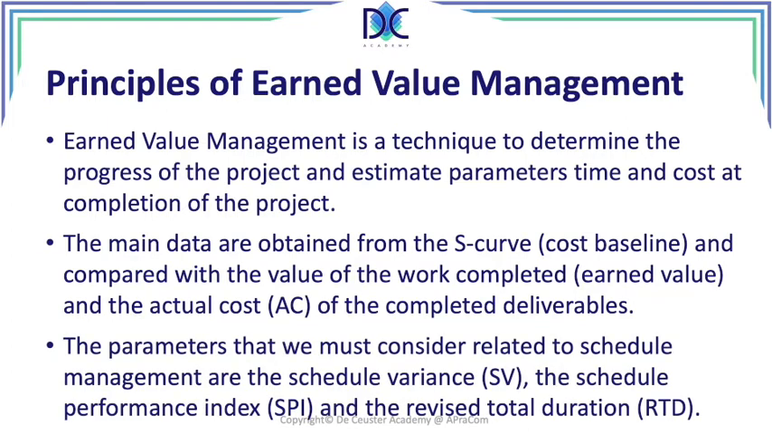Now, when we look at these parameters, we can define different parameters. We can define the schedule variance, which gives us an idea how much we deviate from the original schedule. We can also calculate an efficiency parameter, which is the schedule performance index. And finally, we can calculate the revised total duration or the RTD.